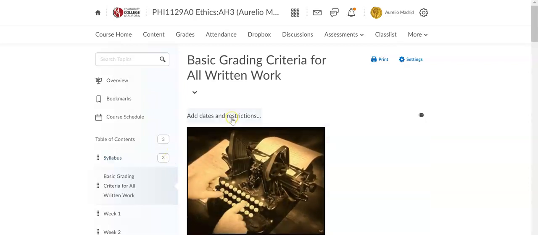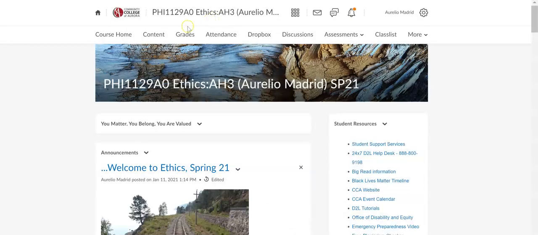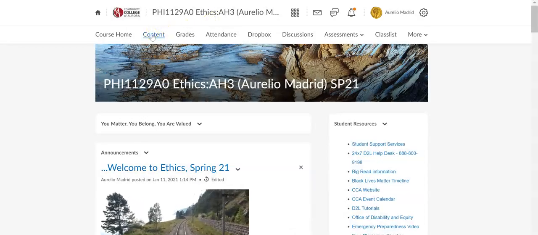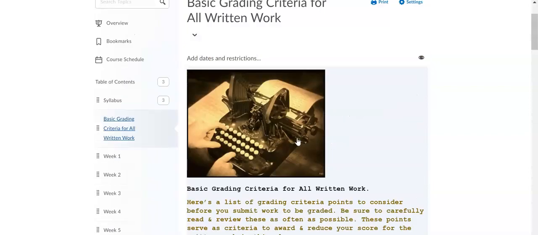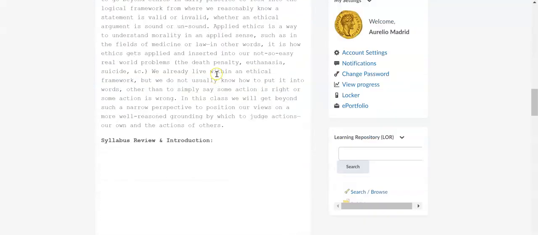Okay, so now we're looking at the basic grading criteria for all written work. If you're starting on the home page here, this is located under the Content tab. This pops up because it was the last thing I looked at, but sometimes it won't. The basic grading criteria for all written work is located right here in the table of contents, okay? And I will also include the screencast that I'm making right now. Then also, you probably already noticed that this is located down here as well, okay?